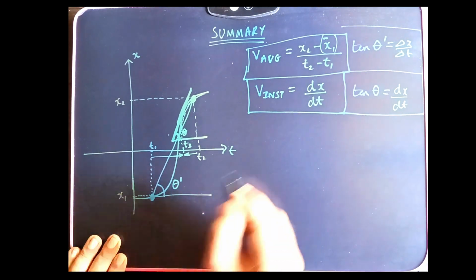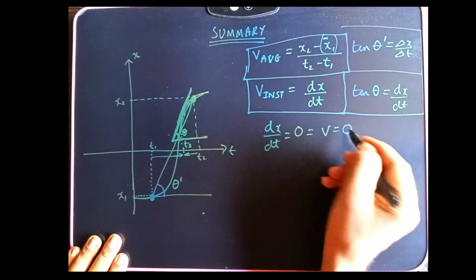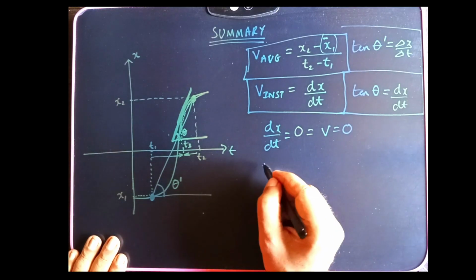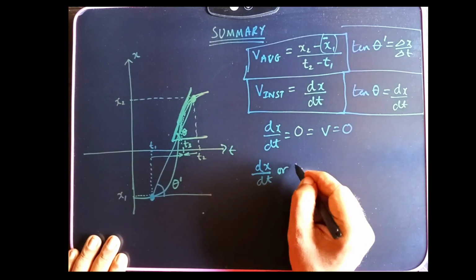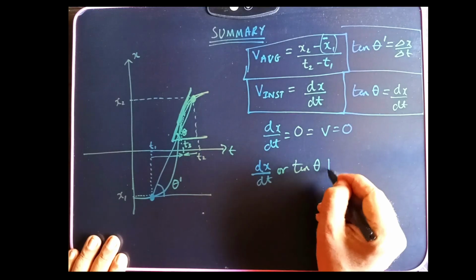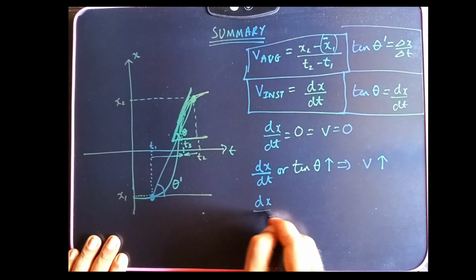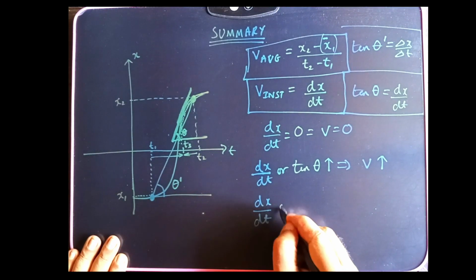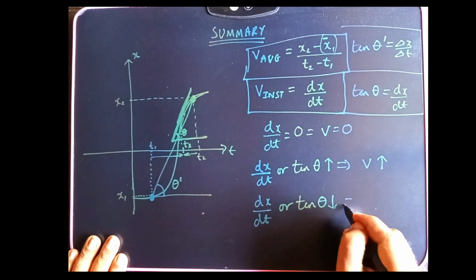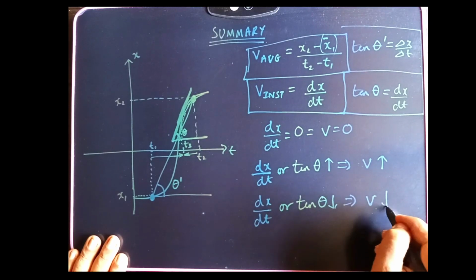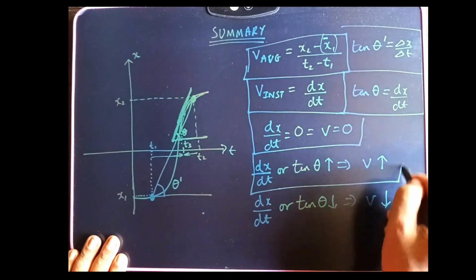Then we also saw that if the slope dx by dt is 0, then velocity will be 0. Now as dx by dt or tan theta is increasing, it implies that velocity is increasing. If, as you go along the curve, tan theta decreases, then velocity also decreases. So these are all the observations of the graph.